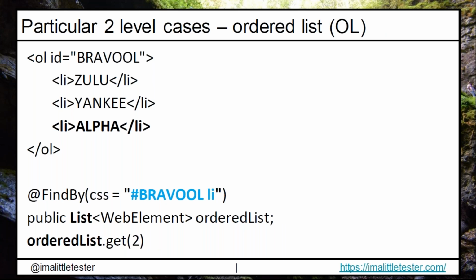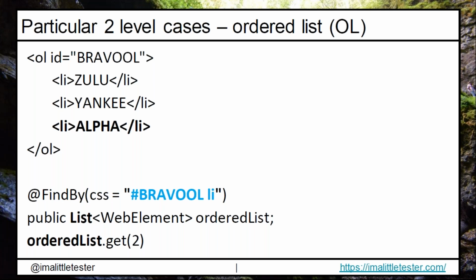Another case of two-level elements is an ordered list. So similar to the unordered list, it's just a list of elements that are displayed to the users, but they are numbered. So you will see something like 1 Zulu, 2 Yankee, 3 Alpha. This will be on the web page that you're looking at. Again, we have siblings here who have the same tag, but nothing else that sets them apart. And they're not the only lis on the page. So we might have on the same page an unordered list and an ordered list and several other such lists.